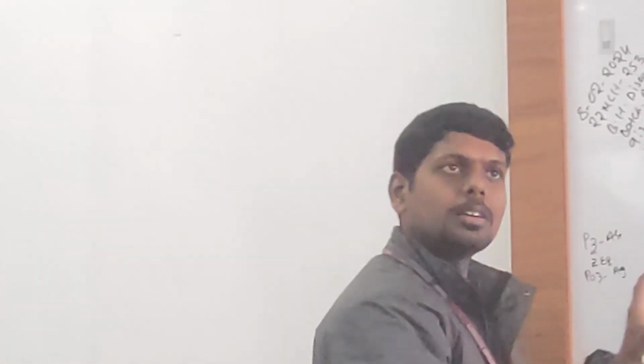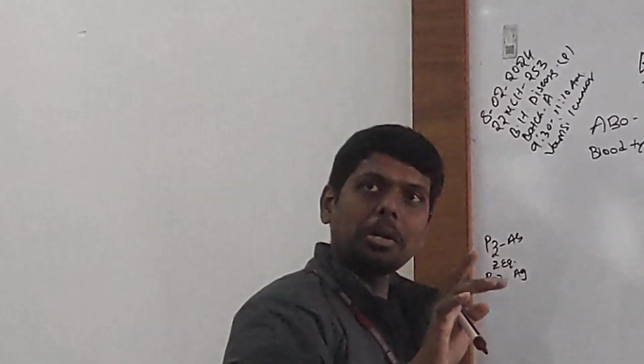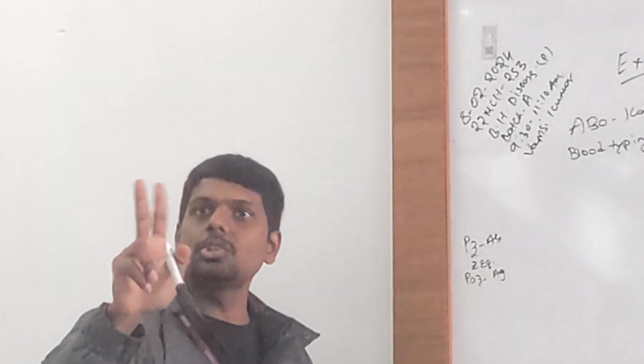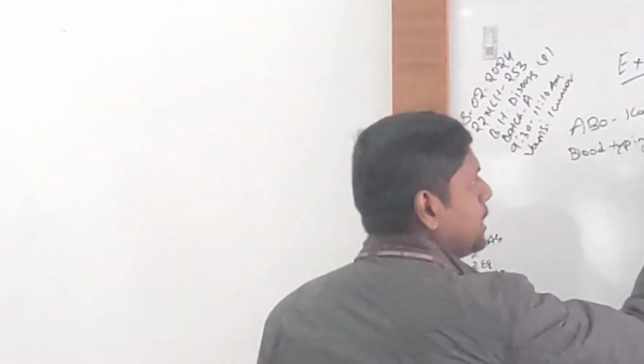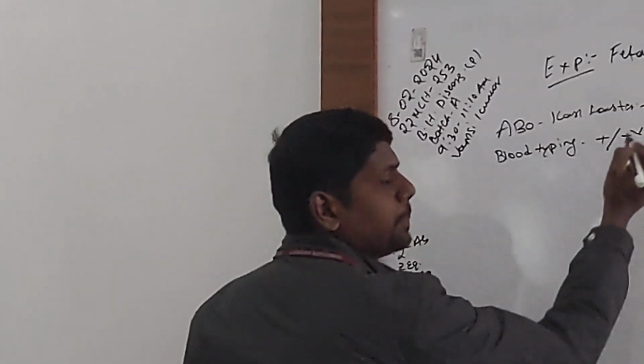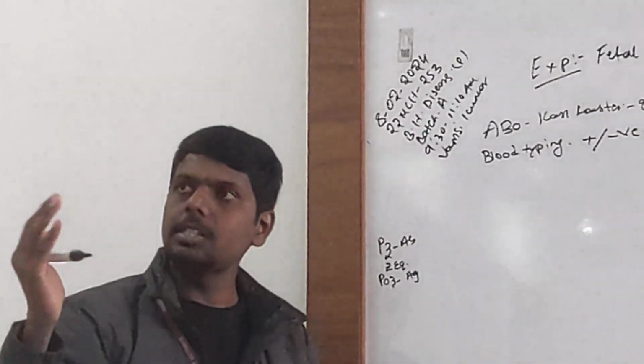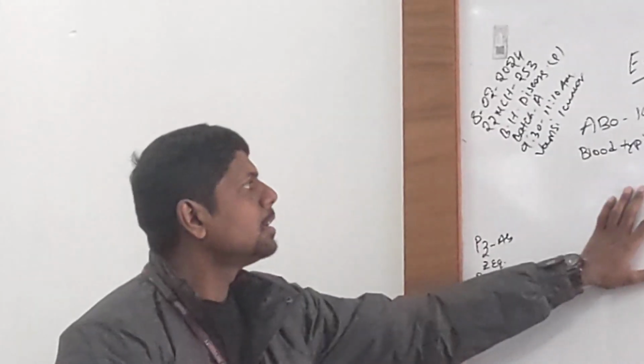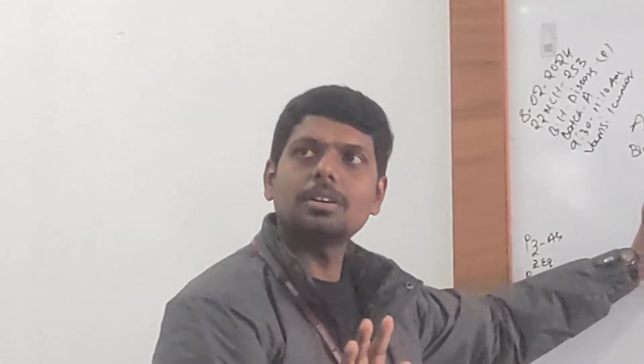What is blood typing? Classically, blood has been divided into two types, either a positive type or negative type.